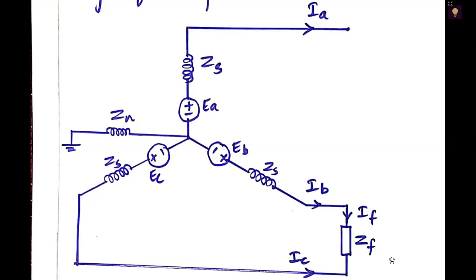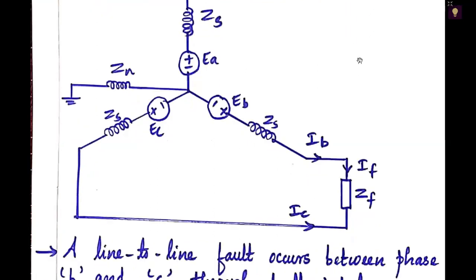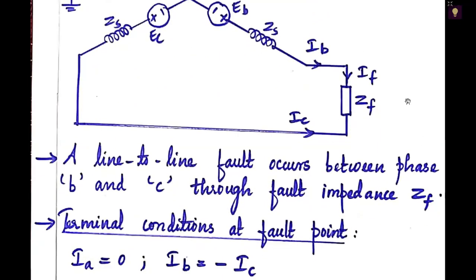Now let us define the initial fault conditions at the terminals. Since it is the unloaded generator, there is no load connected at the terminals and the terminals will be left open. So there is no current flow path for this current IA. We write IA is equal to 0.